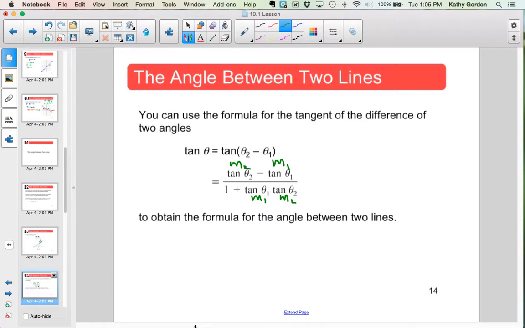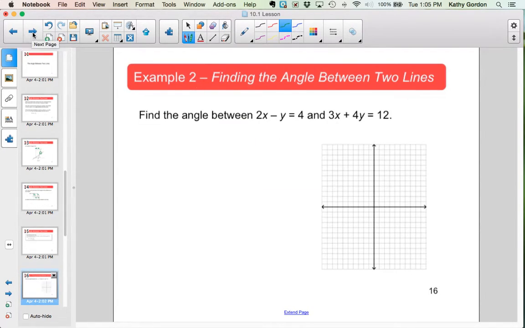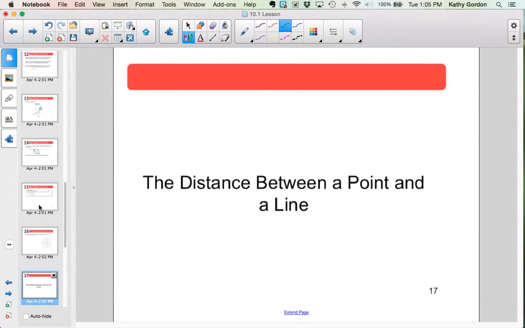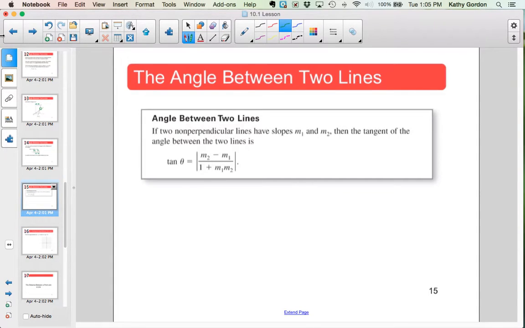So what we actually end up with now is this formula that says the tangent of theta, which now theta represents the angle between the two lines, is going to be equal to, and just to make it even a little easier, we're going to take the absolute value of the slope of line 1 minus the slope of line 2 all over 1 plus slope 1 times slope 2.